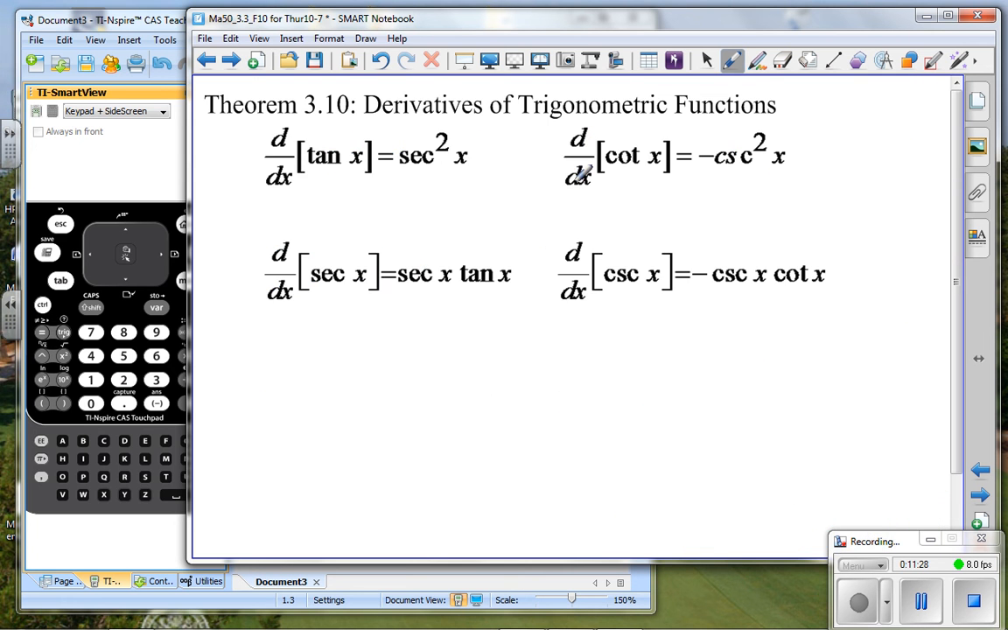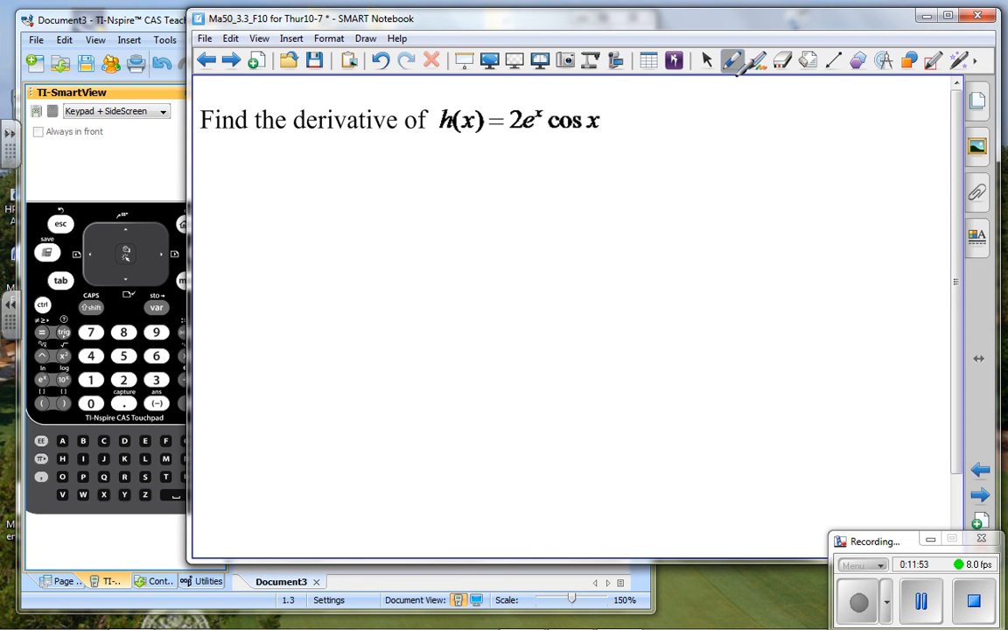Okay, there are a few of these for the trig functions that we're not going to prove. These are some that you need to be able to use. I would tab this or somehow remind yourself, make a little note of what these derivatives are. The derivative of tangent is secant squared and so forth. We're then going to just be using these in our work. So here we go, the derivative of this function.